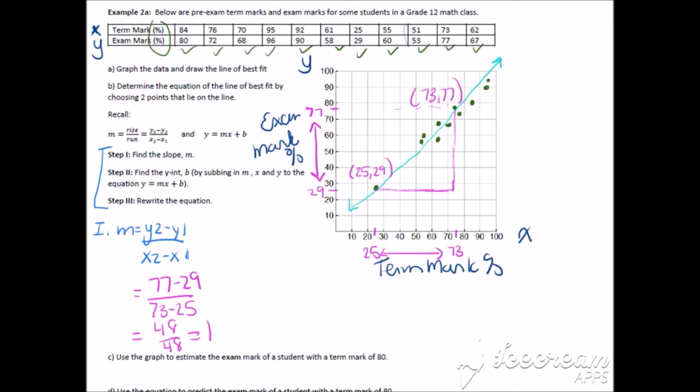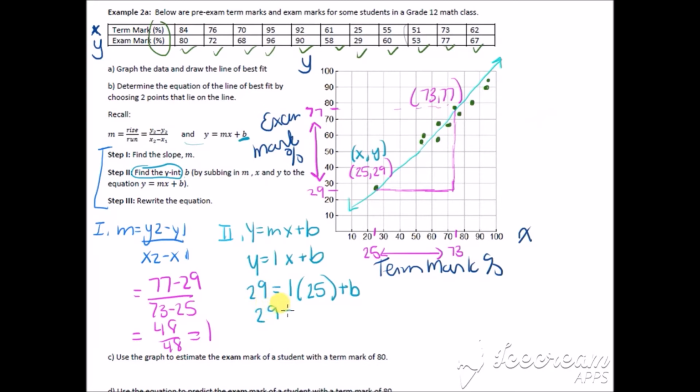So that's step one. Now back to blue. Let's go to step two: find the y-intercept, which is b in this equation, y equals mx plus b. We know what m is. m is 1, so let's sub that in. We also have 2 points, 25, 29 and 73, 77. Pick either of these 2 points. Let's pick 25, 29, just because it's smaller. We're going to sub in 29 equals 1 times 25 plus b.